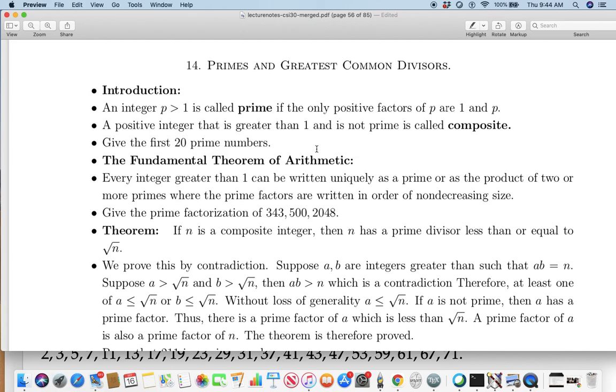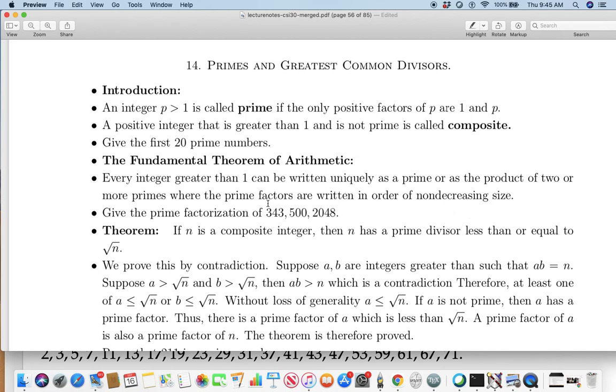Fundamental theorem of arithmetic. Every integer greater than 1 can be written uniquely as a prime or the product of two or more primes where the prime factors are written in order of non-decreasing size. Okay? So uniquely, if you want to write a factorization into a product of primes, you have to write the primes in non-decreasing size. Well, why not just say increasing order?